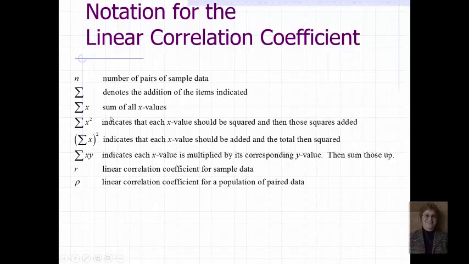They should look pretty familiar by now. We're going to use r for our sample correlation coefficient, and this thing that looks like a p is the lowercase Greek letter rho, and that stands for our correlation coefficient for the population.